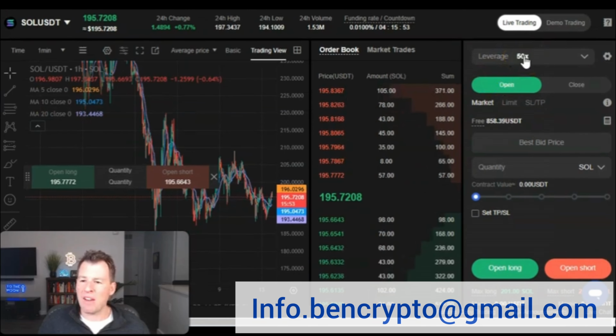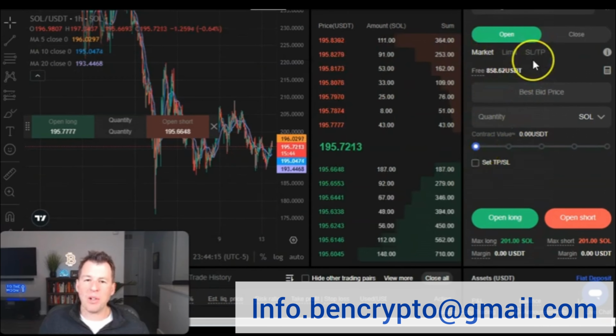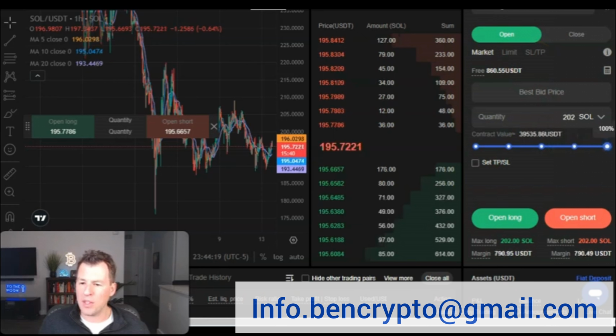I'm going to do a 50x leverage position. So we're going to open the position because we're not closing it. I'm going to do a market fill this time. Just keep it simple. Best possible price. And then down here, I have $858 free to use for my collateral. So let's move this all the way to the right.